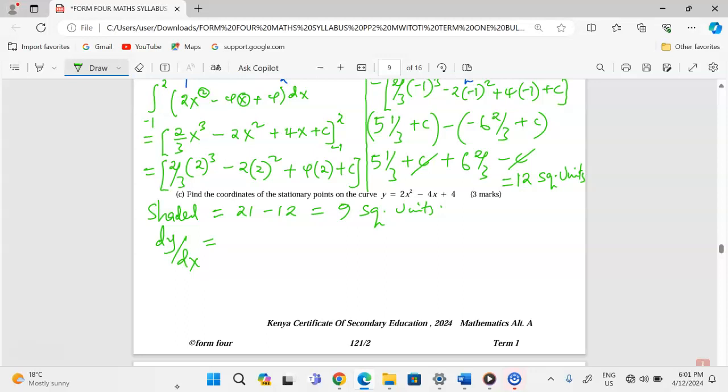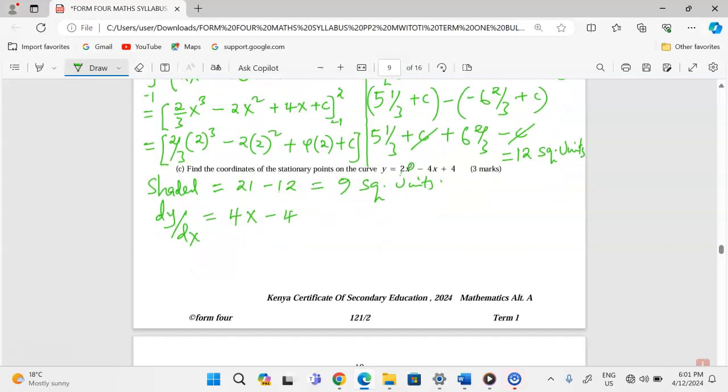When we are differentiating, the power is dropped such that 2 will be multiplied by 2 to give us 4x, the power reducing by 1. Then minus, the power is 1, so when you drop 1, negative 4 will remain negative 4, and the power now becomes 0. So x to the power 0 becomes 1, so we just get a 4. Now, this is the gradient function.